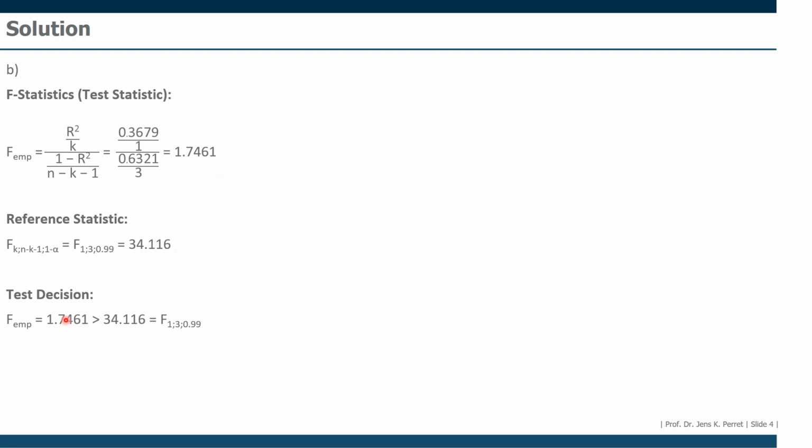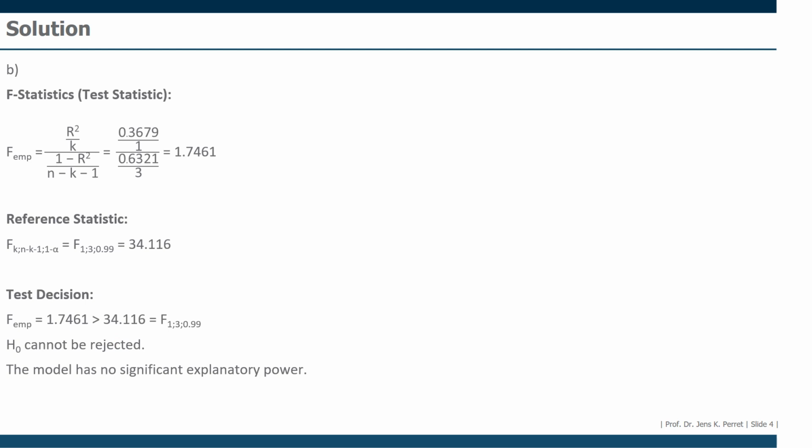Here we see that the test statistic is definitely smaller than the reference statistic. This tells us we cannot reject H0. In other words, the model does not contain significant explanatory power. So that's our insight here. We have a model. We can explain a bit more than 30-something%, but this is not enough so that we can say that the model has significant explanatory power.